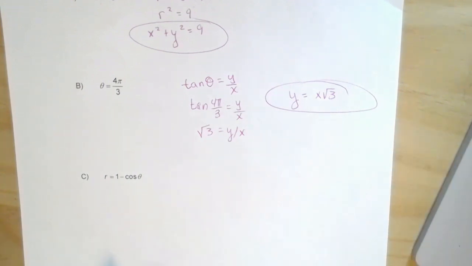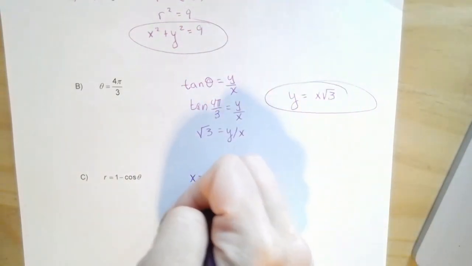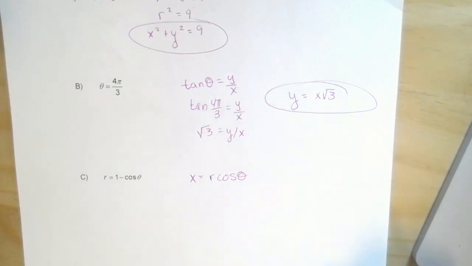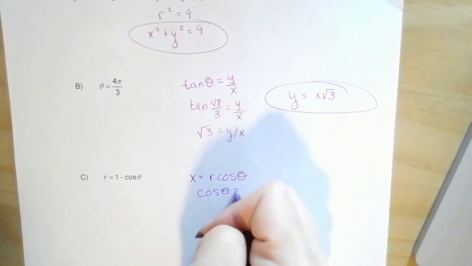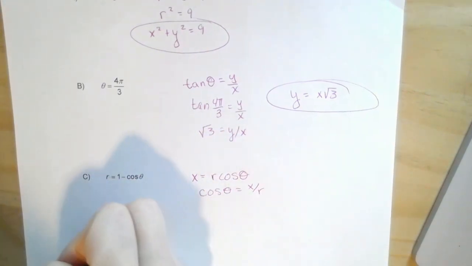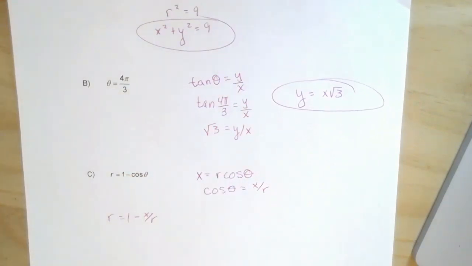Alright, so r equals 1 minus cosine theta. Well, where did we get cosine theta? We get cosine from this, x equals r cosine theta. So I'm actually going to solve for cosine and get it by itself. So I get cosine theta equals x over r. Now I'm going to substitute in. So I get r equals 1 minus x over r. The one thing I don't like is that r in the denominator. So I'm going to get that out by multiplying both sides by r. So we get r squared equals r minus x.